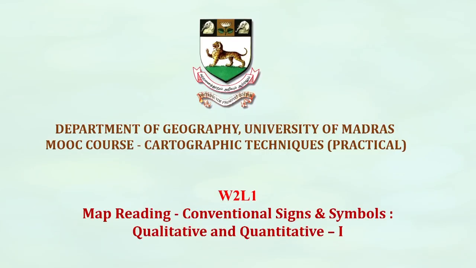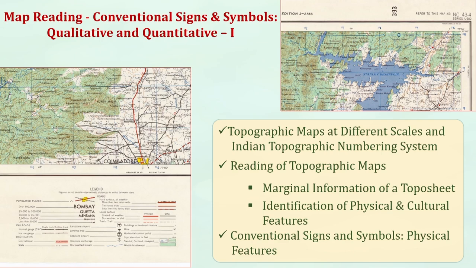Okay. Now let us begin the first lecture in this broad topic called map reading and interpretation. Today's lecture is about conventional signs and symbols, qualitative and quantitative. Yes, you can look at this screen. Today we will be learning about the Indian topographic numbering system.